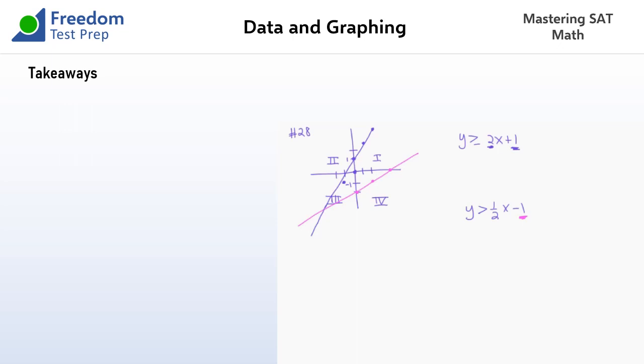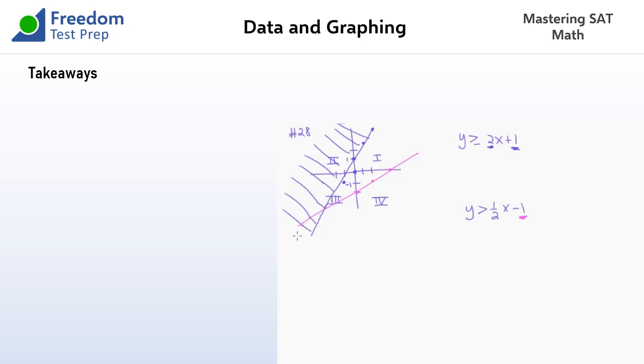Now we're not done, because this is an inequality, right? And this one says it's greater than or equal to. So we need to shade an area, okay? Greater than is going to be up above this blue line, okay?